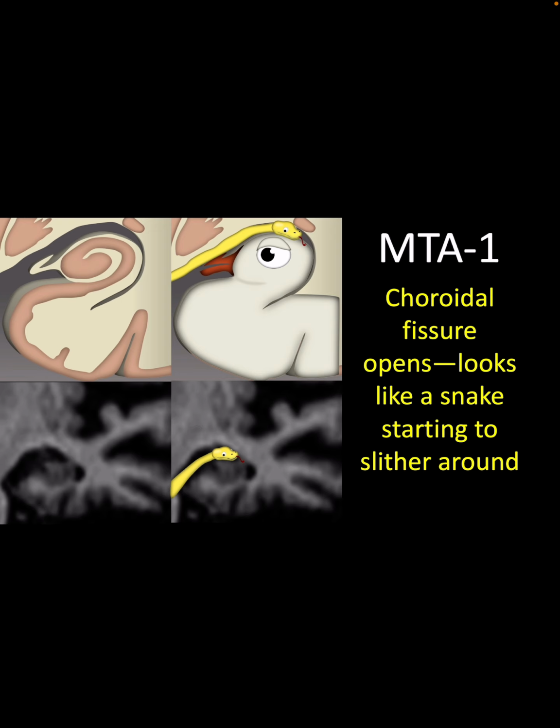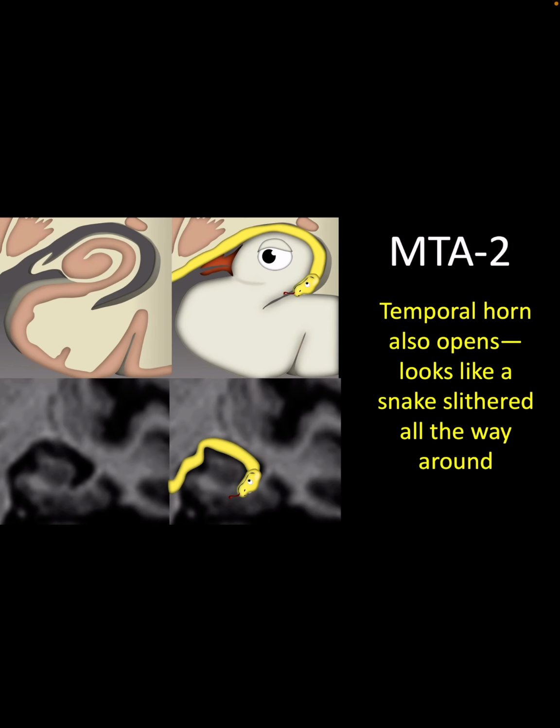So what it looks like is that the snake has begun to just slither over the head of the bird as it goes around to completely encase it like a boa constrictor. So this is just the first step where the choroidal fissure widens. For a medial temporal atrophy score of 2, the temporal horn also widens. So not just the choroidal fissure, but also the temporal horn. And when this happens, CSF can be seen encircling the entire top of the hippocampus. So now, the snake has taken the next step as it begins to encircle the bird like a boa constrictor. It hasn't just crept in, it's gone all the way around the back.